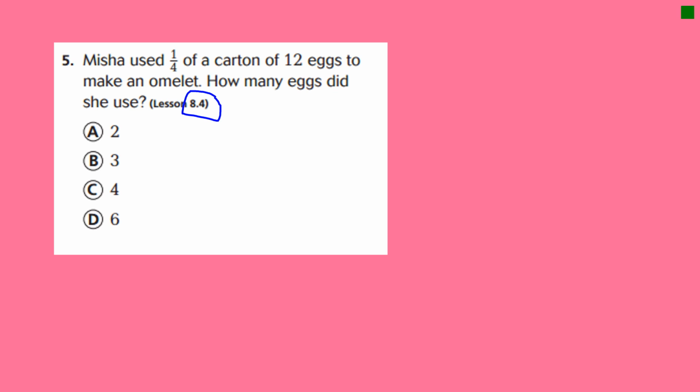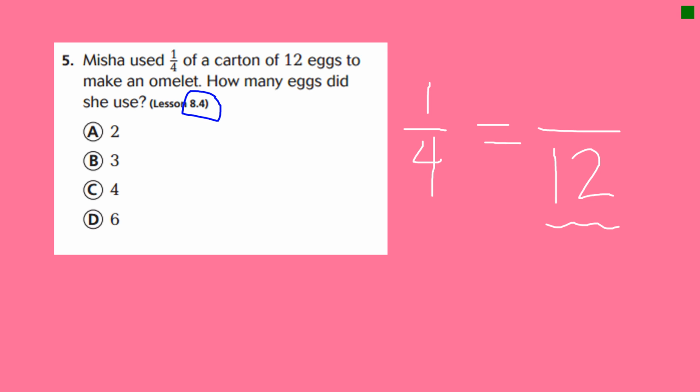So I'm going to write 1/4, because she used 1/4 of the carton, equals how many twelfths? Okay, because there were 12 eggs in the carton. She used 1/4 of the carton. So 1/4 is equivalent to how many twelfths? That will give us the number of eggs that she used.